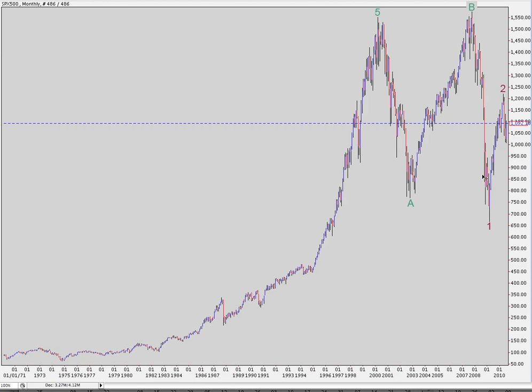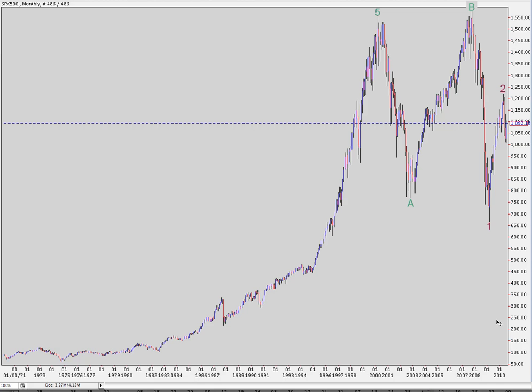And wave behaviour of this piece of movement that I've labelled primary 2 certainly indicates that it's not over here and we do have further down to go. I'm pretty happy with that target of 344.09. If we calculate C as 2.618 the length of A, it takes us into negative figures, so that's not possible, so our target of 1.618 seems fairly reasonable.